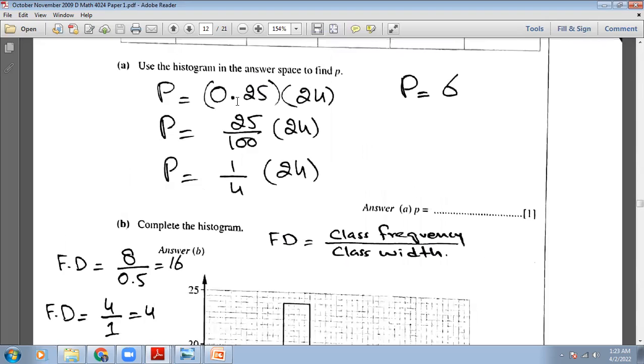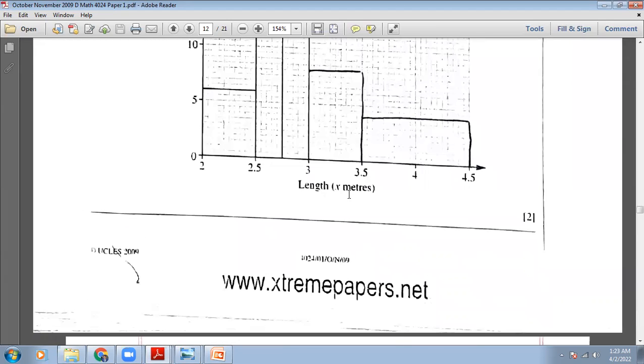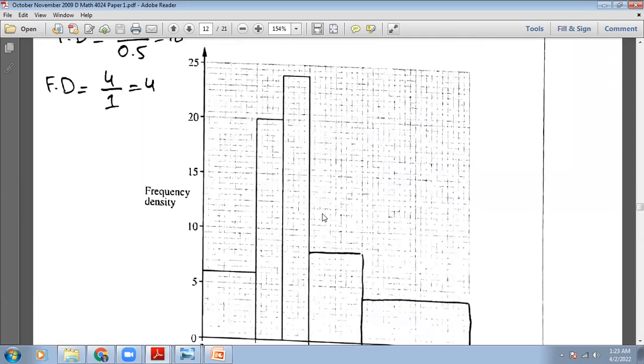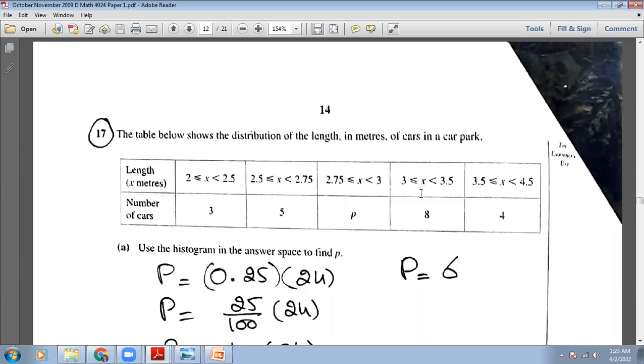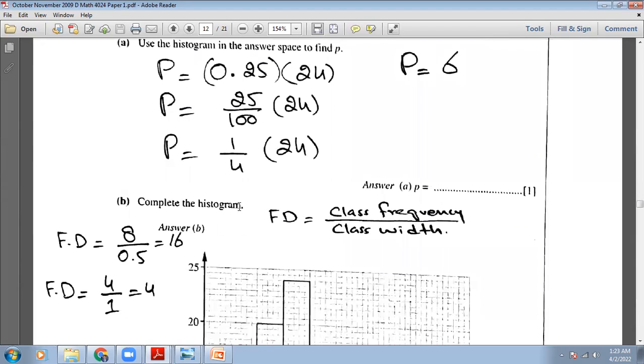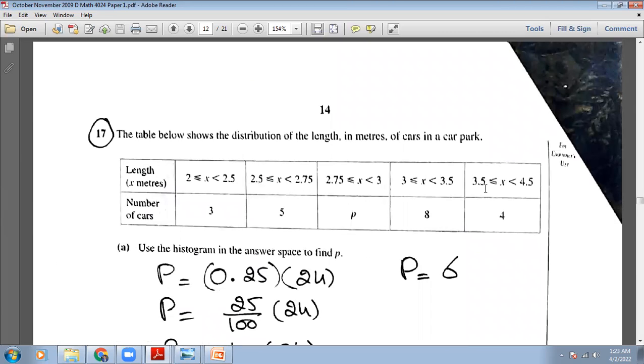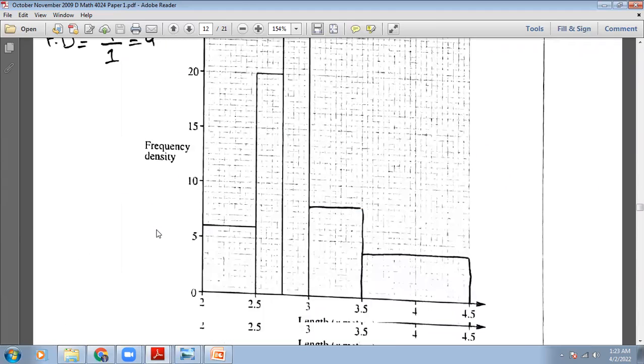Then it says complete the histogram. So for the last two classes, the histogram is not completed. From 3 to 3.5, the class width will be 0.5 and the frequency is 8. The formula for the frequency density is class frequency divided by the class width. So it will be 8 divided by 0.5, and that will be 16. In the same way, for the last class the width is 1 and the frequency is 4. So 4 divided by 1 will be 4.